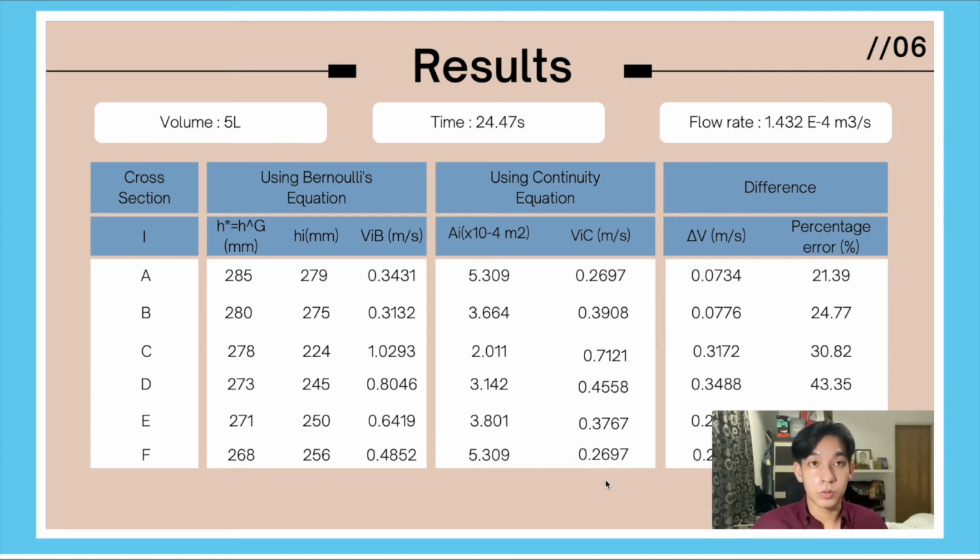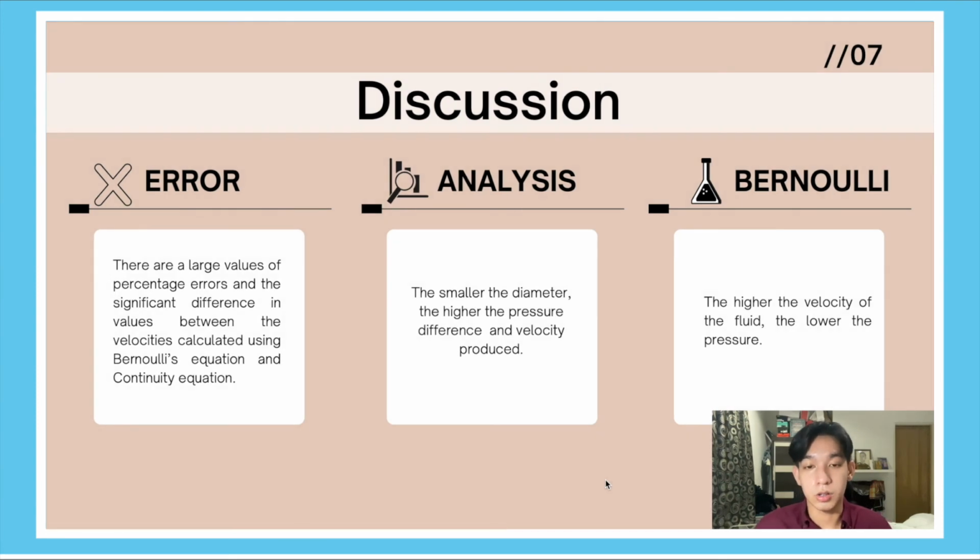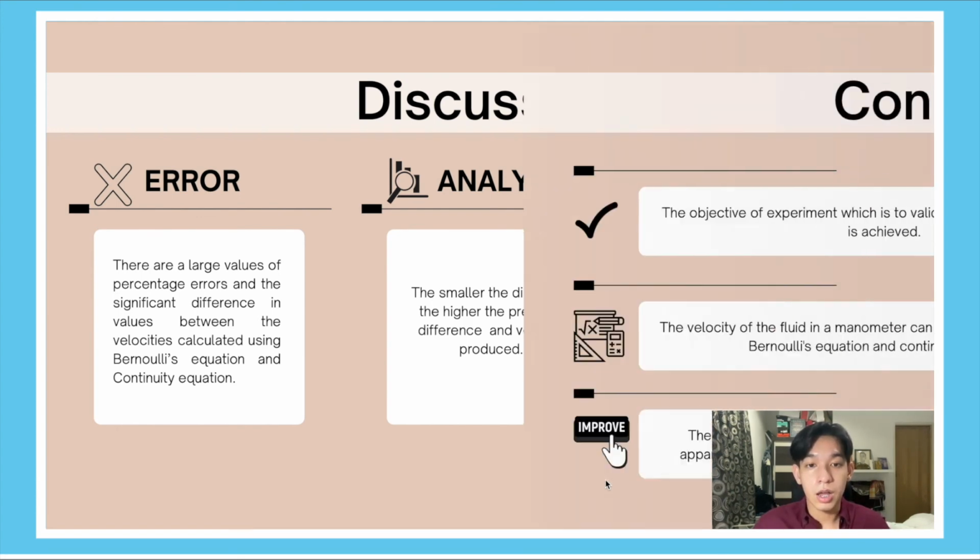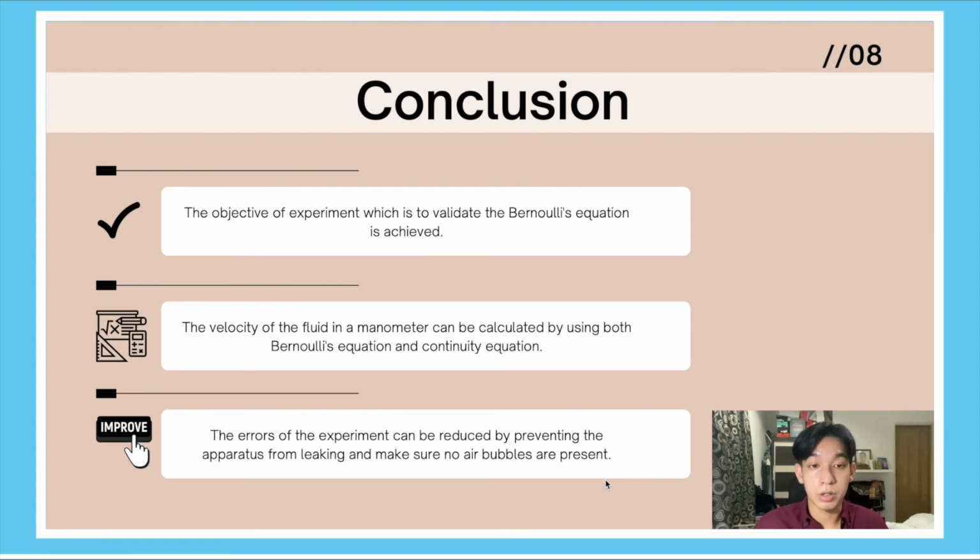Next, we move on to the discussion. There are large values of percentage errors and a significant difference in values between the velocities calculated using Bernoulli's equation and the continuity equation. From this experiment, we can analyze that the smaller the diameter, the higher the pressure difference and velocity produced. This obeys Bernoulli's principle, which states that the higher the velocity of the fluid, the lower the pressure.